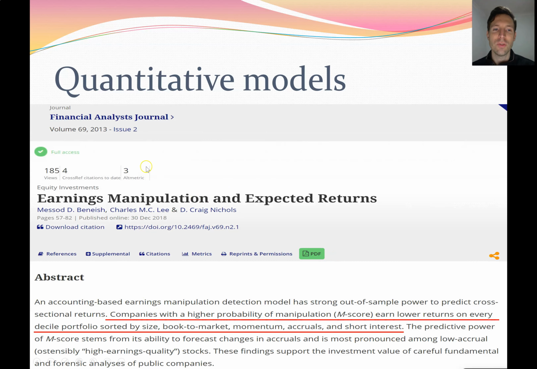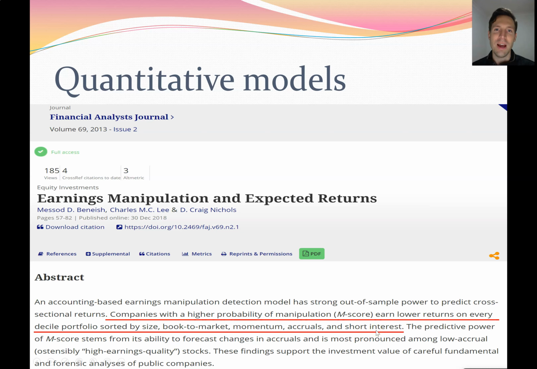And what that can be used for, this article from the Financial Analysts Journal, which is a CFA run journal, so for financial analysts, which is what we're doing in this subject, on earnings manipulation and expected returns. They find that companies with a higher probability of manipulation using that M-score measure earn lower returns on every decile portfolio sorted by size, book to market, momentum, accruals, and short interest.